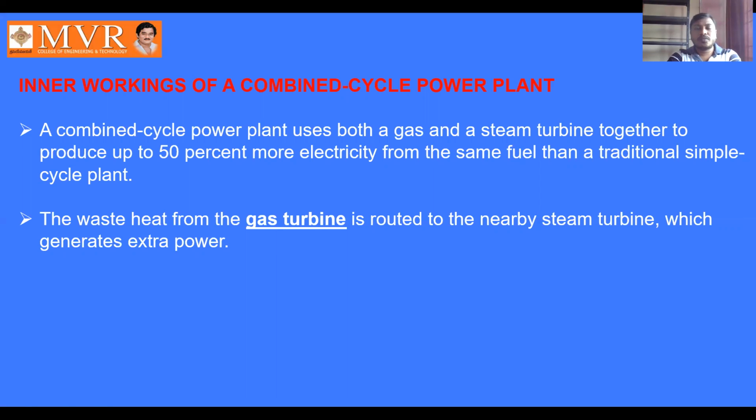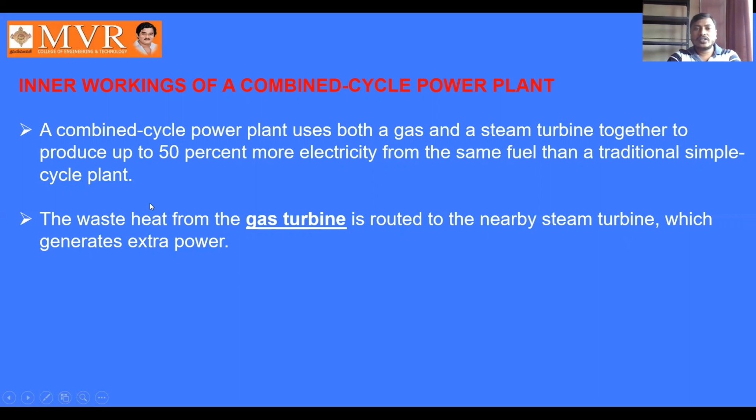For generating 50% more electricity, we combine the gas as well as the steam turbines together to produce more electricity from the same fuel than a traditional simple cycle plant. By using the same fuel, we get 50% more electricity by combining gas and steam turbines together. The waste heat from the gas turbine is routed to the nearby steam turbine, which generates extra power.